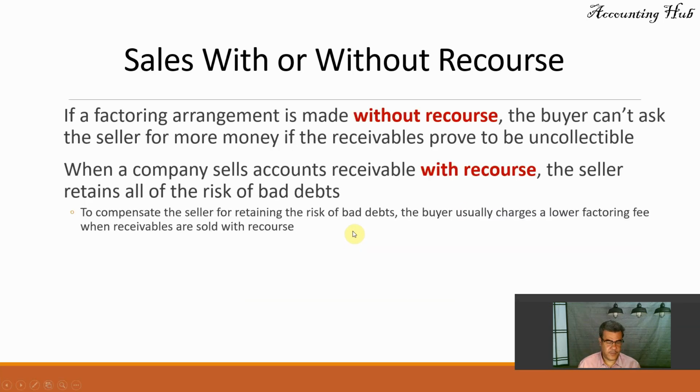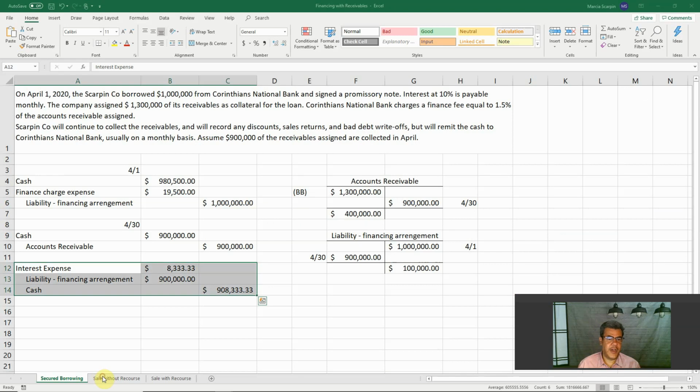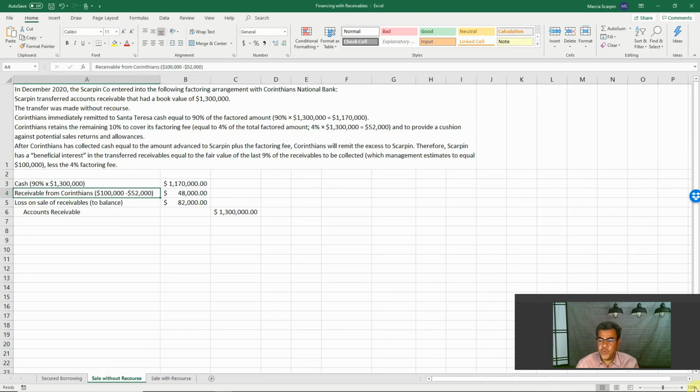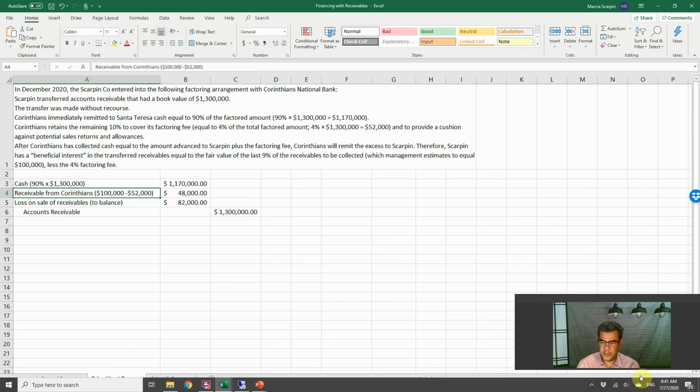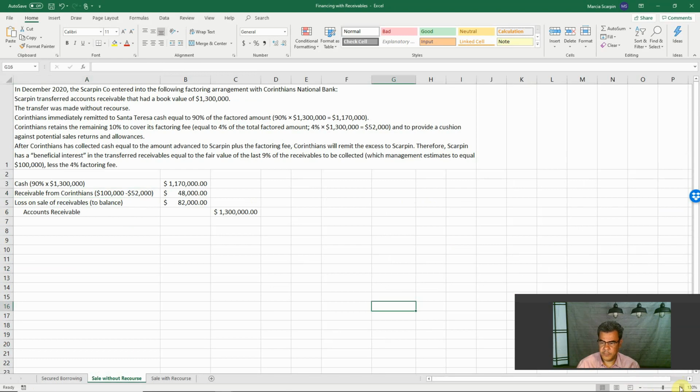How do we do that? Let's go to our Excel file. So what do we have here? Let's zoom here.